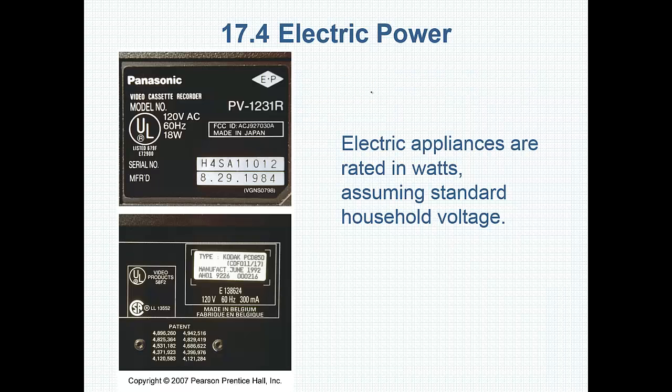When we look at energy ratings on different devices, this is the same stuff again that we looked at back in chapter 5. But here we can see the wattage of this, 18 watts for this video cassette recorder, and that tells you a little bit about just how much power is actually being used. You'll notice some other information here on the back. We have 120 volts that this is rated for, and 300 milliamps.